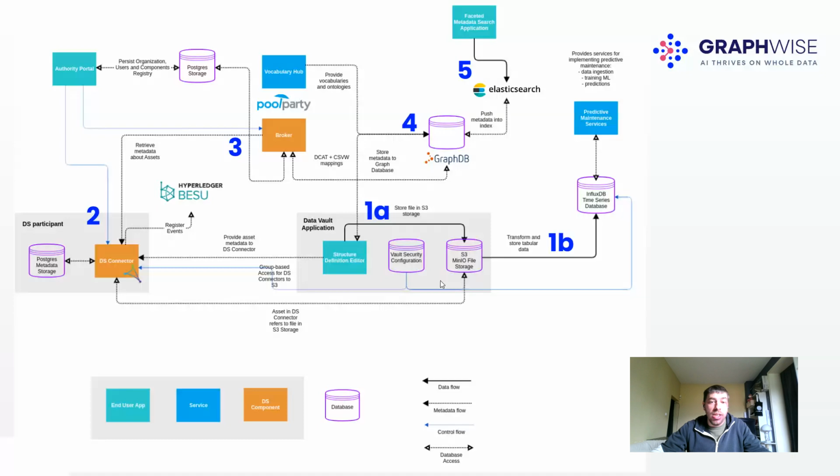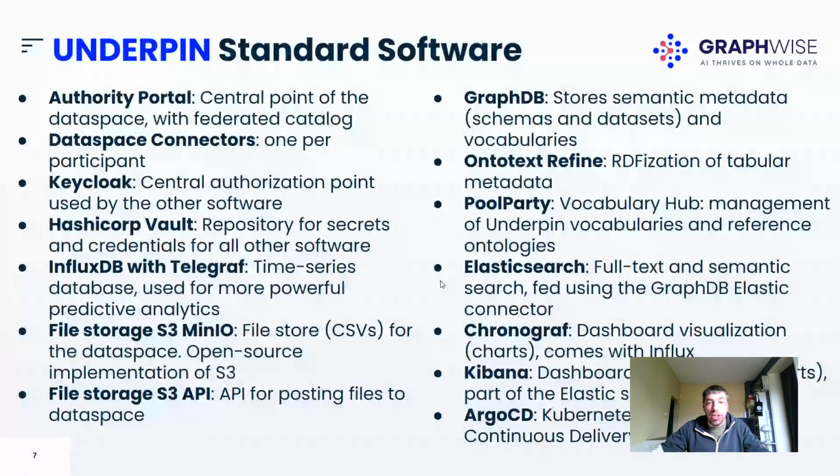So on the next slide, we'll see that we have a very large list of standard software that we are using. First, we have the standard data space components such as the authority portal, the connectors, Keycloak for authentication, and also HashiCorp Vault, which is used to share credentials among the developers of this data space. We also add storage such as Influx for time series and MinIO for regular file storage. We have GraphDB, OntoText Refine, and PoolParty, which all enable the richer metadata description. This is then facilitated via Elasticsearch for the purposes of discovering the assets.